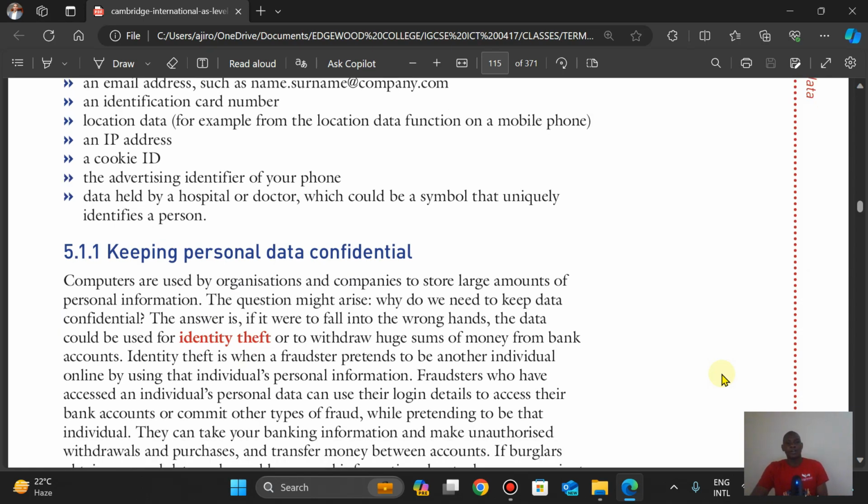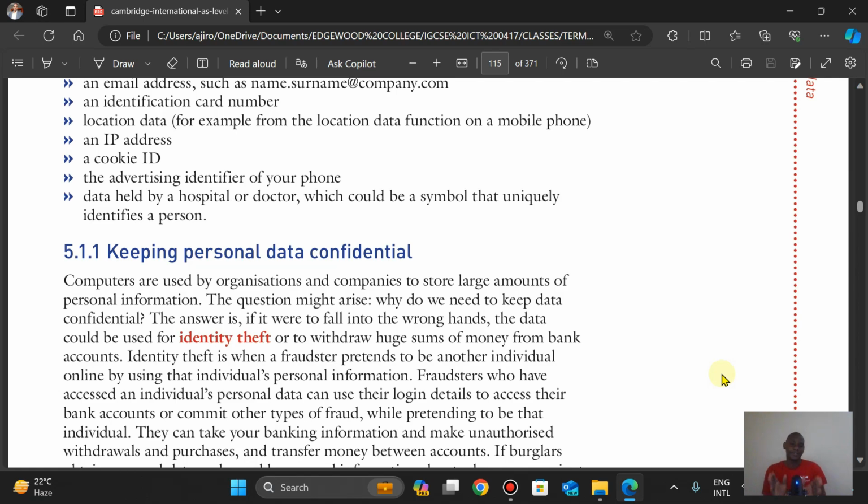Keeping personal data confidential. How can we keep personal data confidential? Now, there are companies and organizations that store large amounts of personal information. They have databases that store this information. Even your banks keep your personal data. That is the truth. You open an account with every important detail, including your home address. So it simply means that if they don't have a security measure in place, that information can be leaked out.